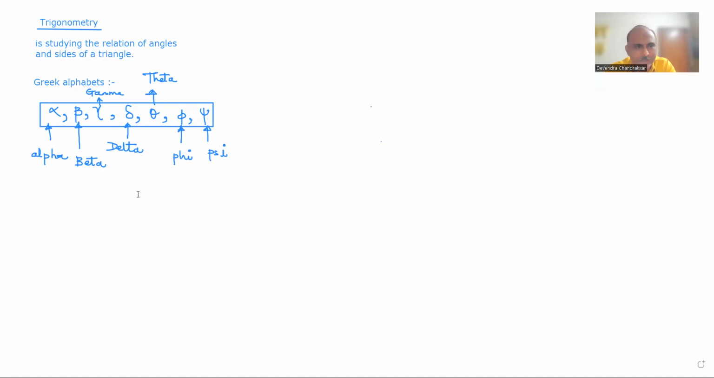Yes, sir. So these are the Greek alphabets which we need to remember. Now, as I said, trigonometry is studying the relation of angles and sides of a triangle. The thing is, which triangle we will start with? So we will be starting with a right angle triangle. All of you, please pay attention. This is the right angle triangle which we have. I am very sure that you are aware about what is a right angle triangle. So one of the angles will be 90 degrees in it, right? So this is, say, base AB.